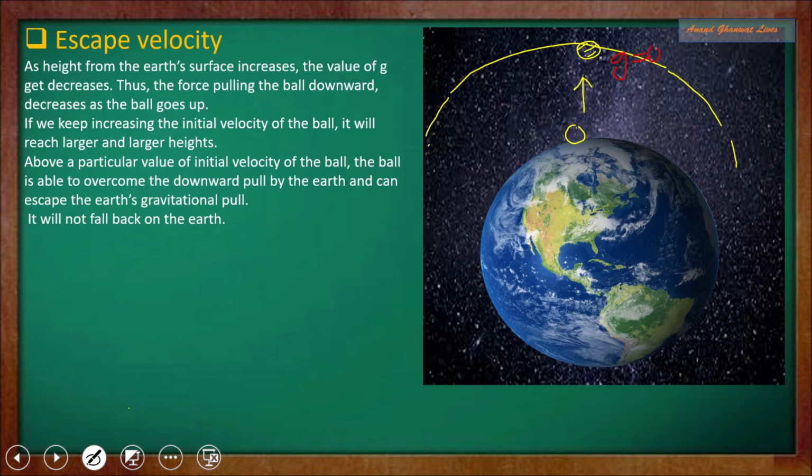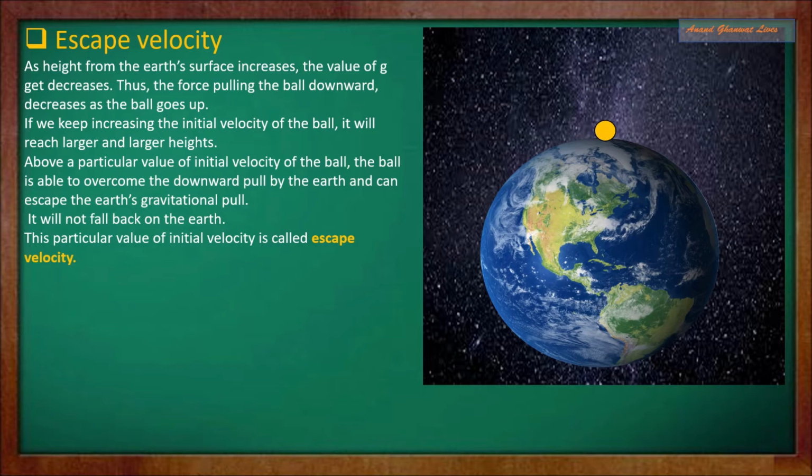So at a particular place, the value of g is 0 there, which means no downward pull applied by the earth is present there. Therefore, the object does not come back to the earth's surface. This particular value of initial velocity is called the escape velocity. Remember that.